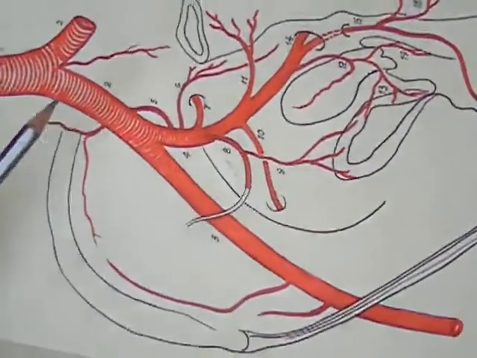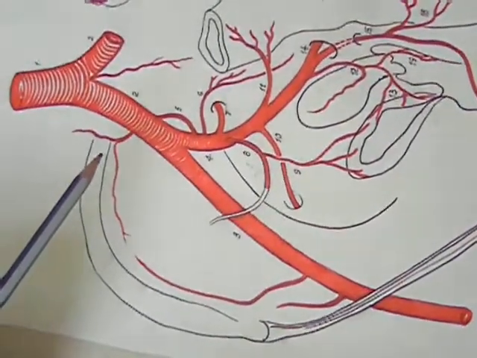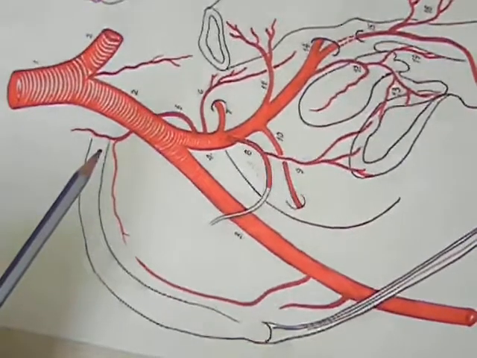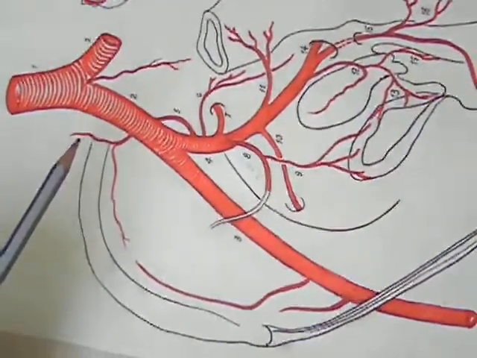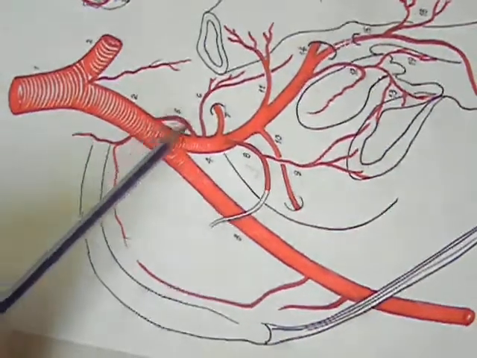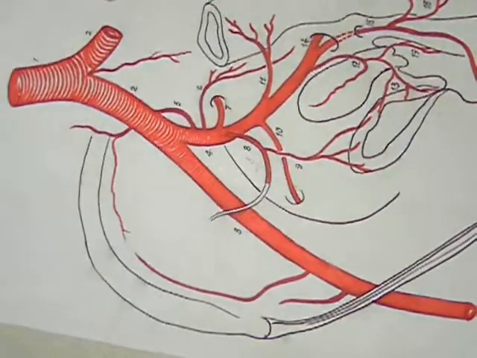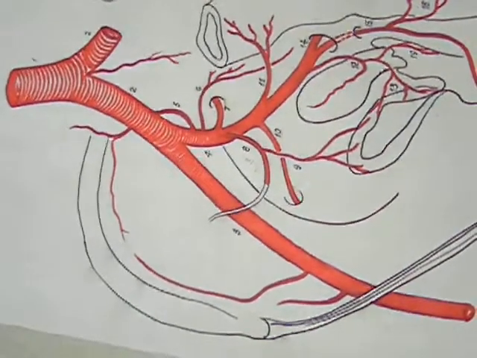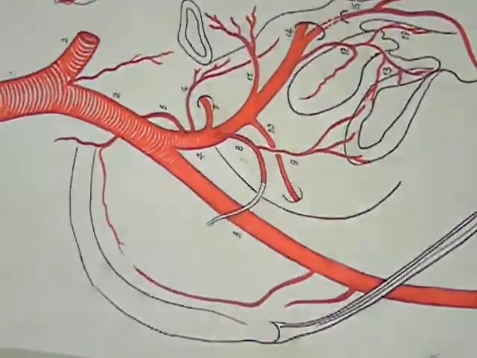Iliolumbar artery. It gives a spinal branch which goes through the pelvic sacral foramina into the sacral canal and vascularizes the terminal filum of the spinal cord. Next, the iliolumbar artery vascularizes the psoas major muscle and iliacus muscle of the pelvic girdle. Iliolumbar artery, please, very good, you can see number 5.